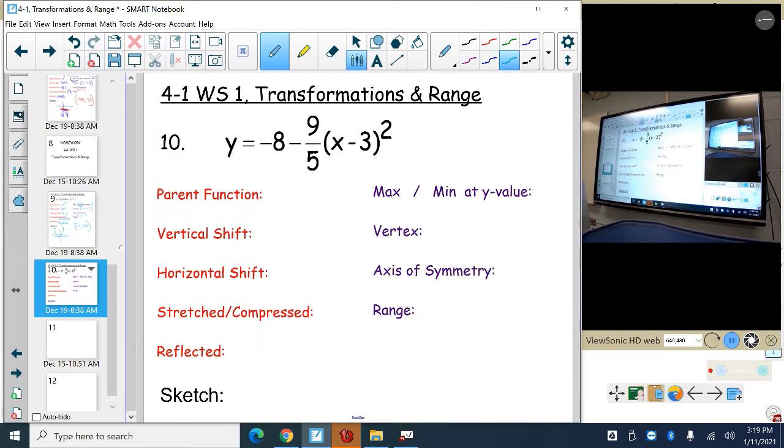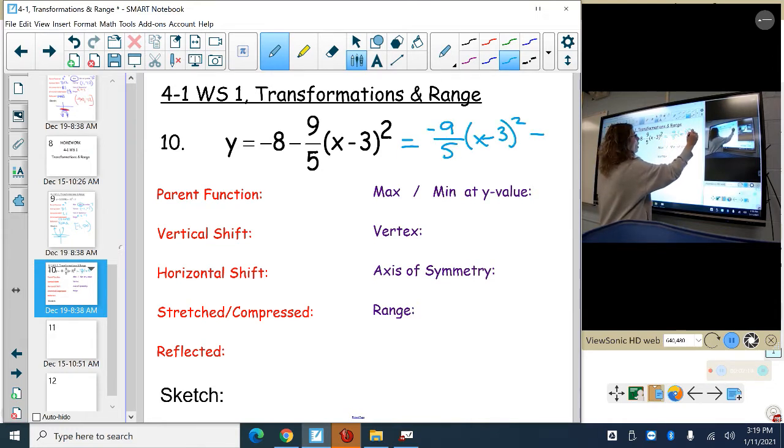Problem 10 is not the way we like to see it. We prefer this to look a little bit different. So what you're going to do is simply rewrite this to make it easier for your eyes. This is going to give you the same thing as -9/5 parenthesis x minus 3 squared, minus 8. So now we do not read the original, we read this one.